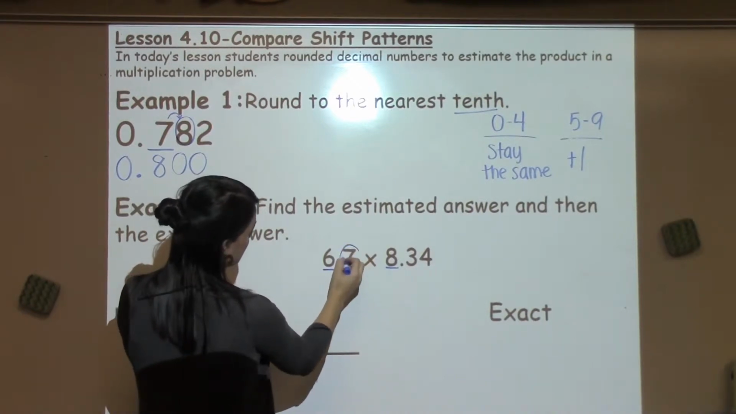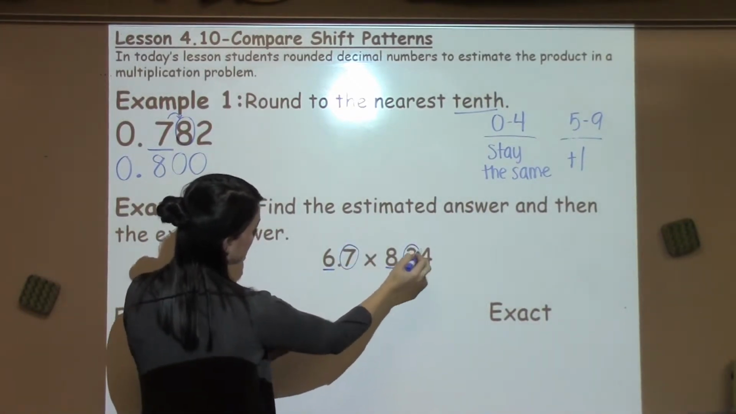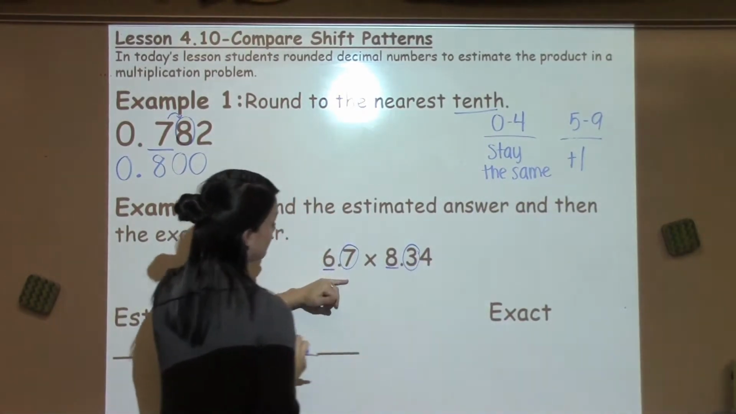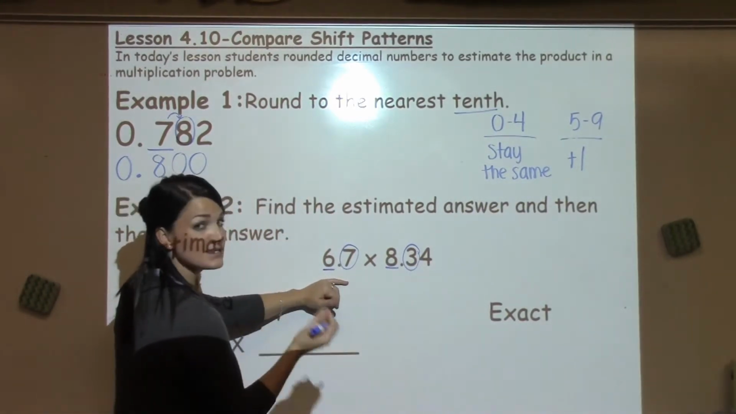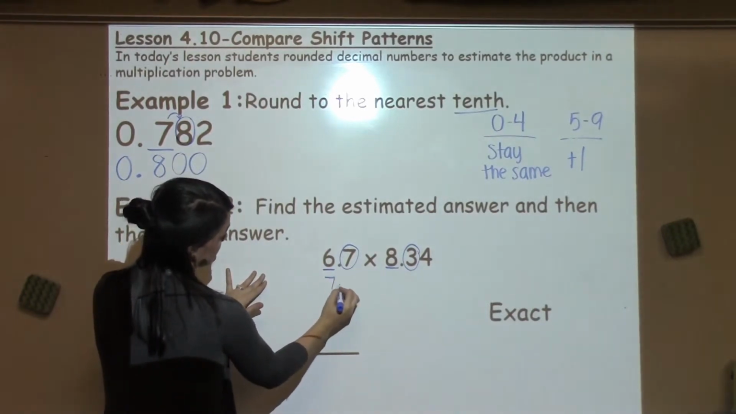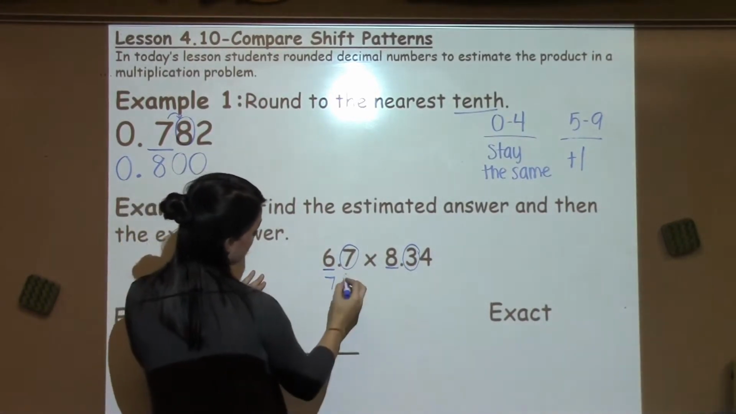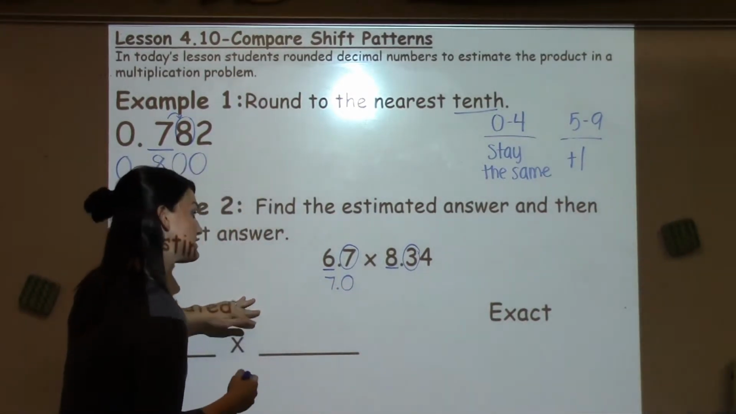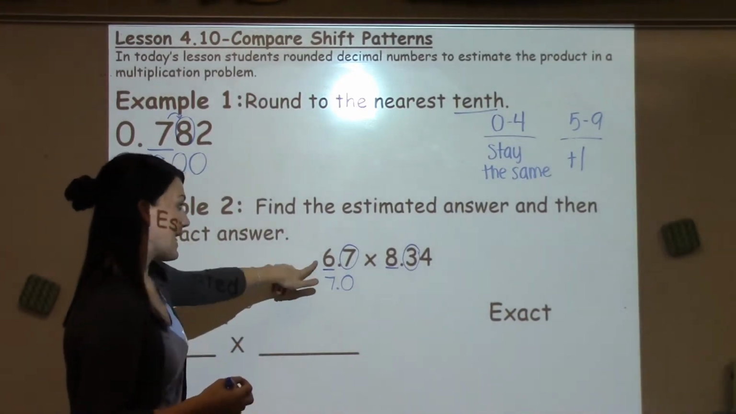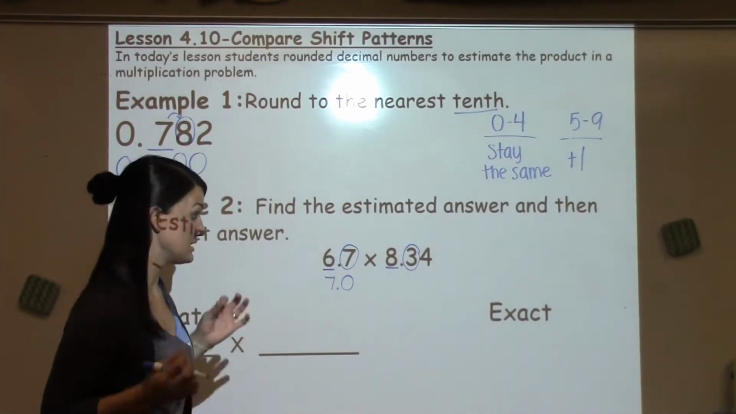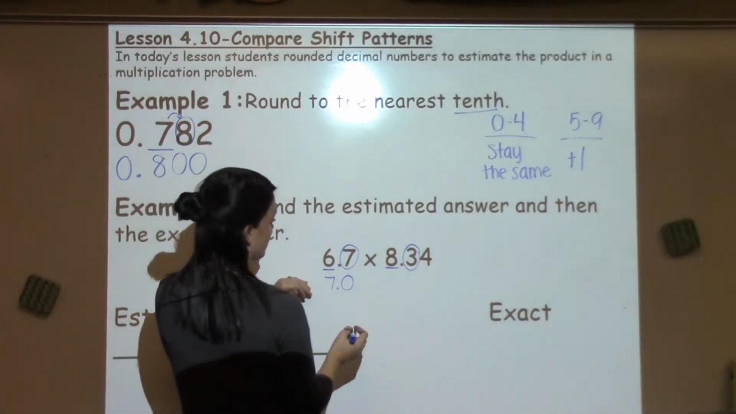So when I look at the neighbor next door, let's focus first on this one. Is it between 0 and 4 or 5 to 9? 7 is between 5 to 9, so I'm going to add 1 to the 6. Everything to the right turns to zeros. Everything to the left, if there was anything there, would stay the same. And again, I ask students, is 6 and 7/10 pretty close to 7 wholes? Yes, so we estimated correctly.